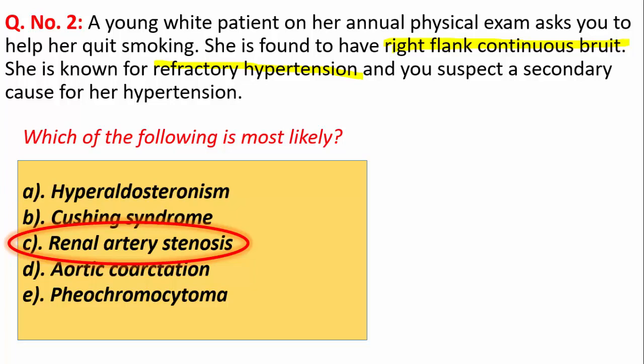Atherosclerotic plaques usually occur in males greater than 55 years, that is, smokers. Or there is fibromuscular dysplasia that occurs in 10% of patients, in the distal two-thirds of the renal artery or its segmental branches, and it usually occurs in young females less than 30 years of age. So here the patient is young, white, and she is female.